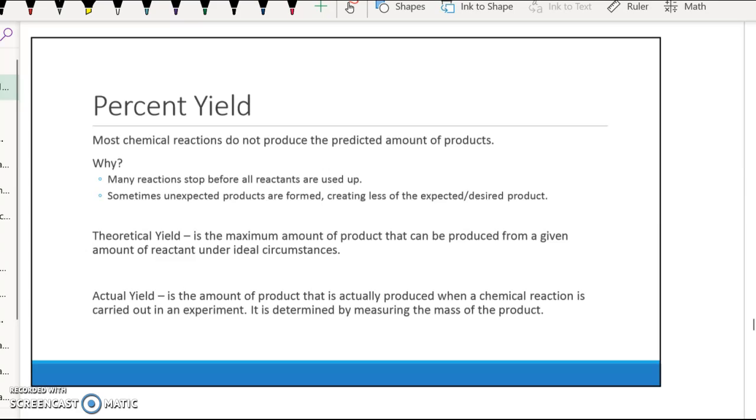Like you might spill part of the chemical, or you might mismeasure something. So all of those types of errors cause you to not have what would be considered 100% perfect yield of what you should have gotten. So in percent yield, there is what's called the theoretical yield, which is the maximum of product that could be produced. This is what we calculate using our stoichiometry setups.